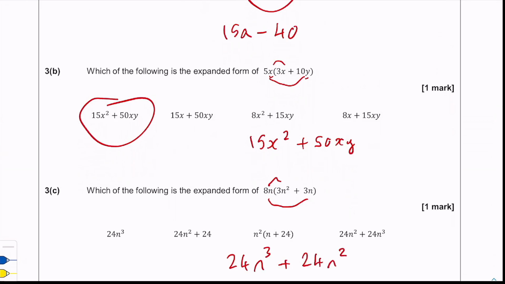And we can see that this is this answer here. They've just swapped around the first and second term, but it's still the exact same value overall.